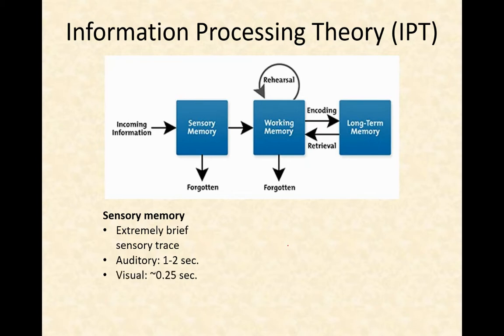And visual, really, we're talking far less than a second. So if something flashes up on the screen and then disappears and there's a blank screen, that visual trace is going to sort of remain within your sensory modality for about 0.25 seconds. Now, if you pay attention to the information that's entering these different sensory traces, it'll enter your working memory.